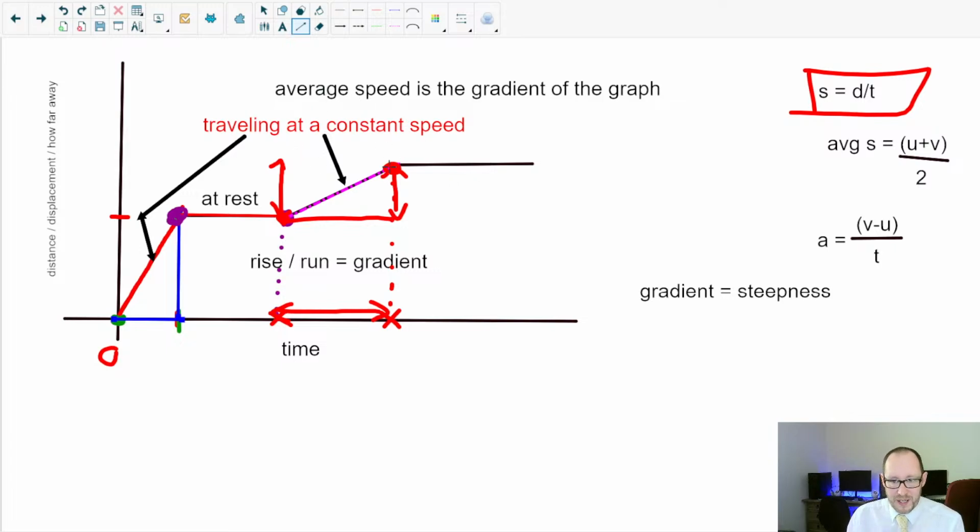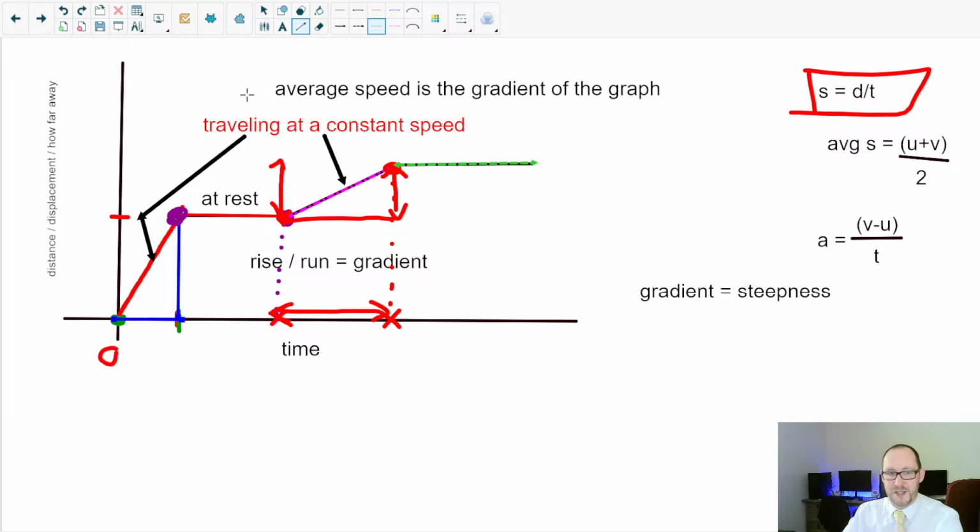Okay. And then once again, up here, we are further away than we were at the very start, but we are still not changing our speed in this section here. So we are again at rest. Okay, the GCSE further miles ones are fun. Yeah, I agree. Okay, all good.